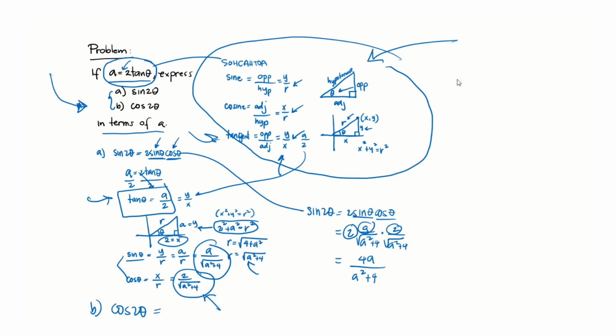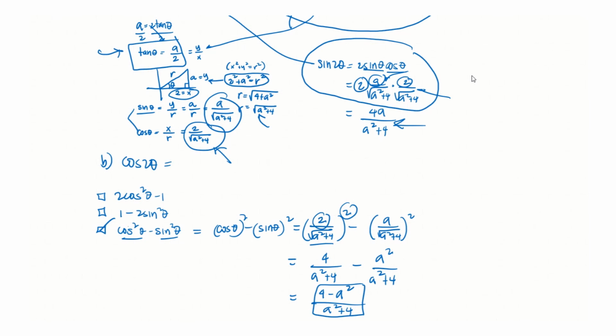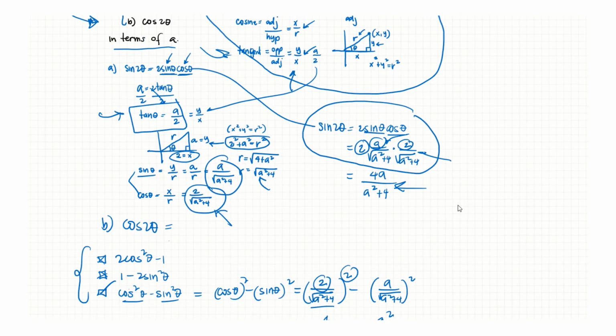Okay, so sine 2 theta by identities is 2 sine theta cosine theta. What did we do? We replaced the sine theta and cosine theta by the respective expressions in a. And if we simplify that, we will get the expression for sine 2 theta. Doing the same idea for cosine 2 theta, in this case you have 3 options. Take note, you can also use the first and the second. Just make sure to manipulate it properly, and you will end up with the same expression, 4 minus a squared over a squared plus 4. So that's how you solve this problem.